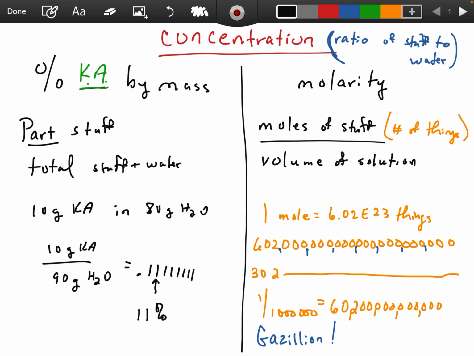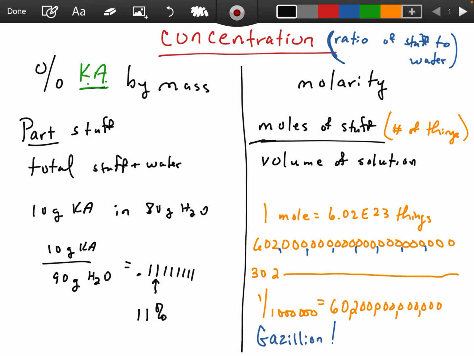Now, a more chemistry type of concentration is this concept of molarity. And molarity is the moles of stuff divided by the volume of solution. Moles of stuff, or amount. How much stuff do we have? And the volume of solution. Notice that it says solution. It doesn't say the amount of water.